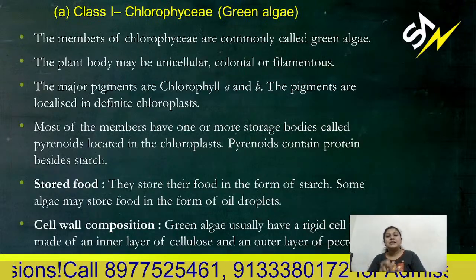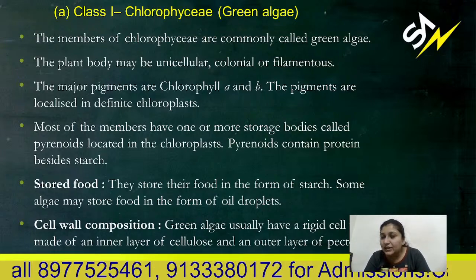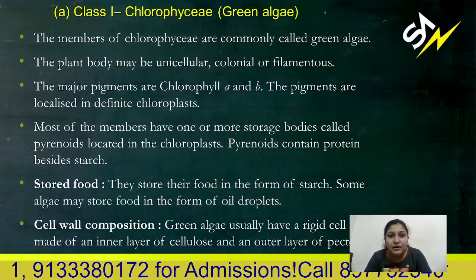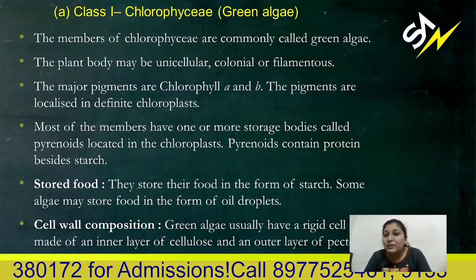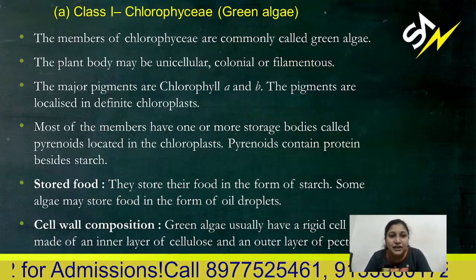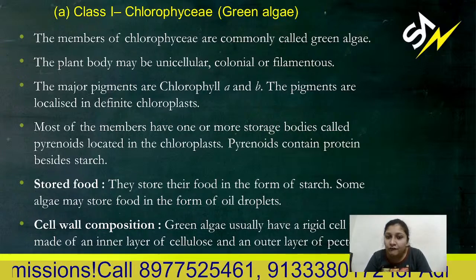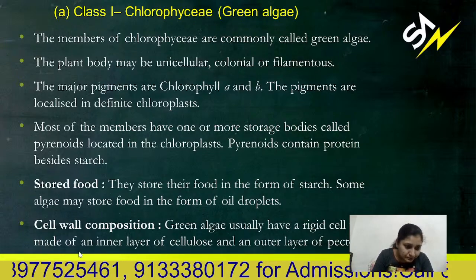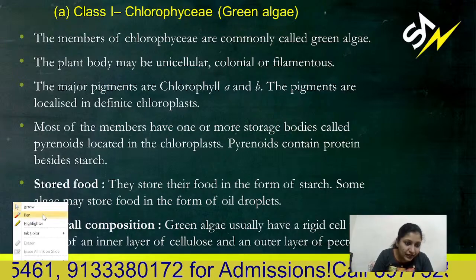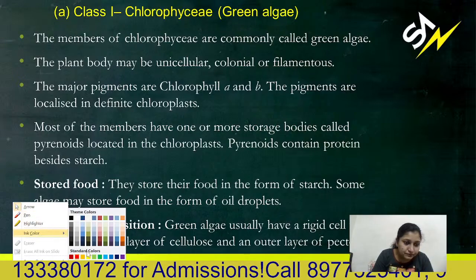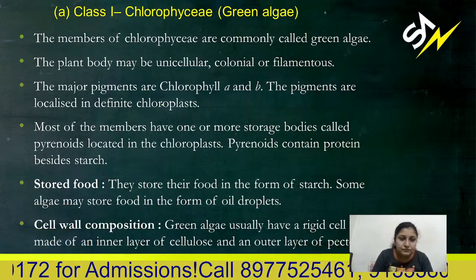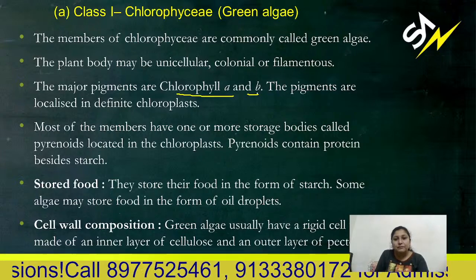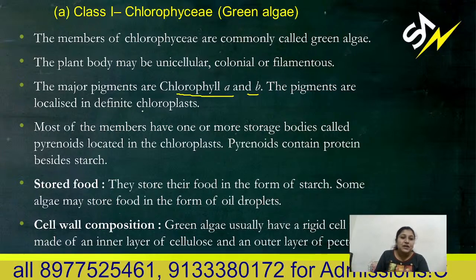Then Chlorophyceae, types of algae. There are three types of algae: green, brown, and red. So the first class is Chlorophyceae. Members of Chlorophyceae are commonly called green algae. The plant body may be unicellular, colonial, or filamentous. The main important part to note down: pigments. The pigments of green algae are chlorophyll a and chlorophyll b. The pigments are localized in definite shape.